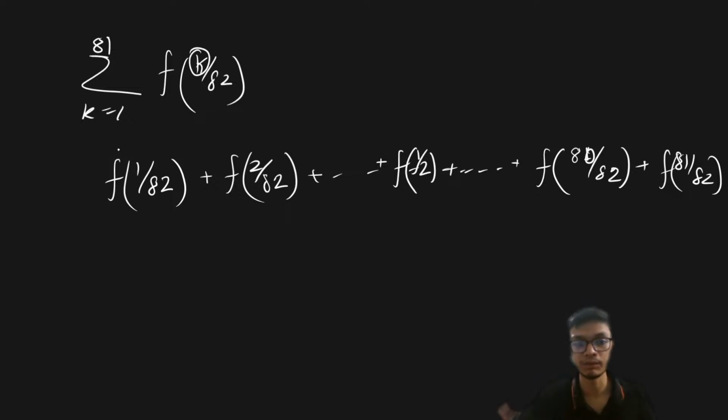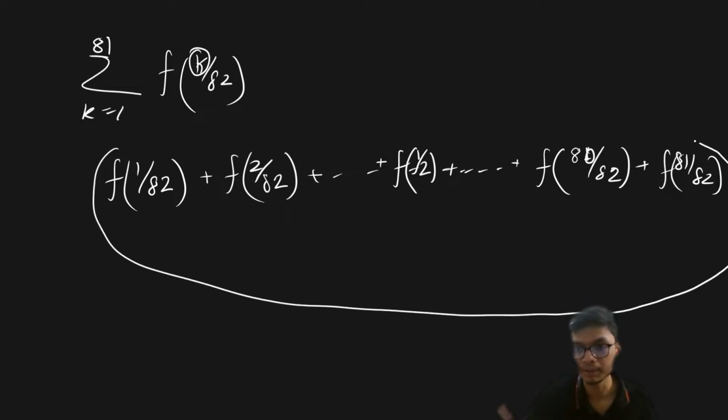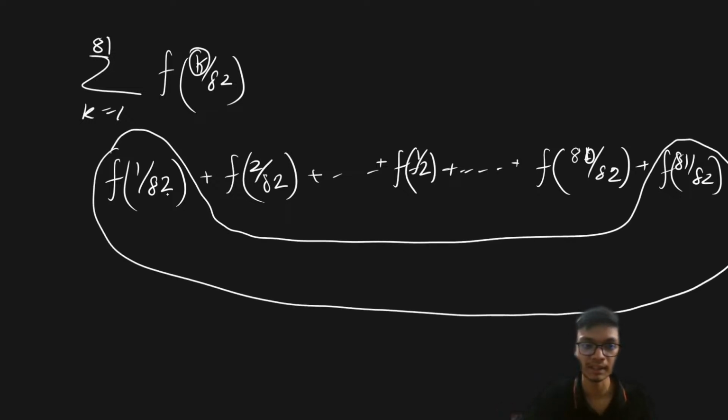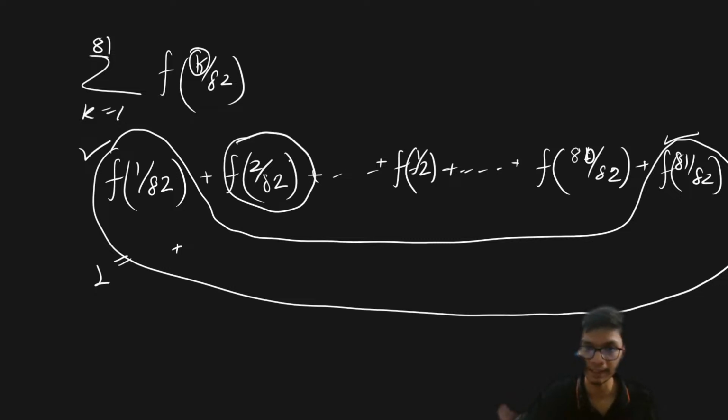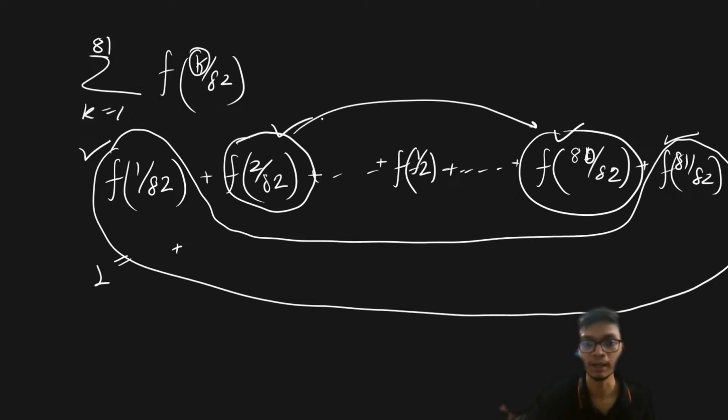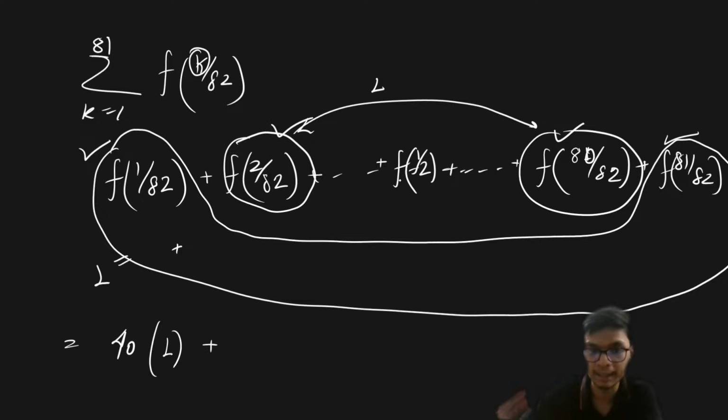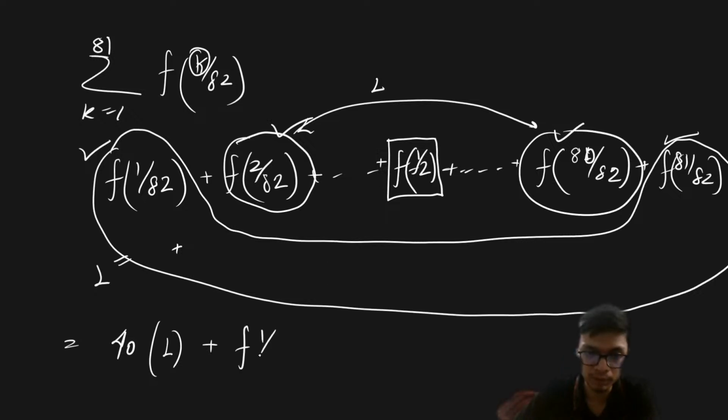Now the interesting part: if you find the summation of the first and the last term, it is going to be equal to 1. Similarly, the second term and the second last term, if you take their sum, it is again going to be equal to 1, right? So that's how you make the pairs, and you will understand that there are a total of 40 pairs where you will have the answer as 1, and unfortunately there will be one particular term which will not have a pair, and that is f of 1 by 2.